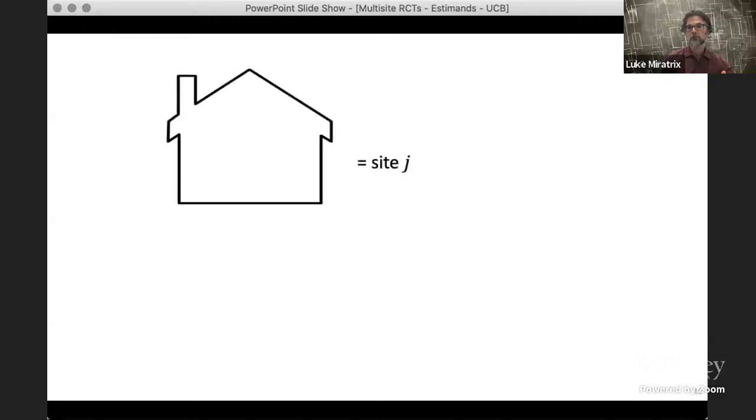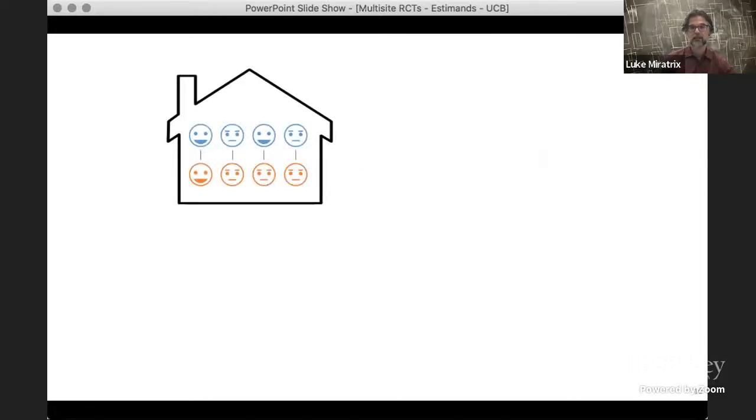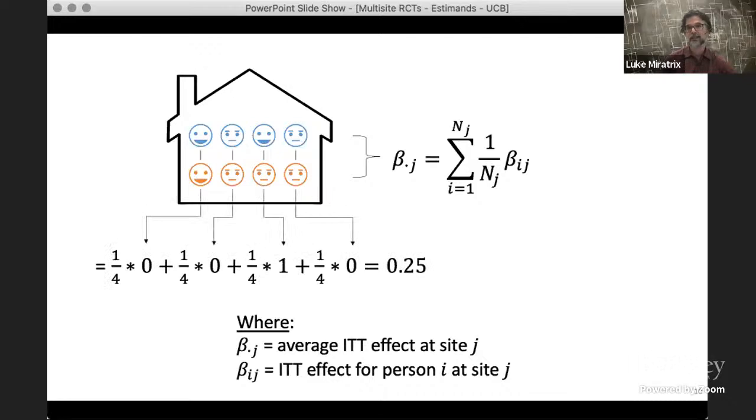So for a group of people at a site, we have a bunch of people, and we can think of those pairs of potential outcomes, and we can average them across the site. So we average the individual effect for person i in site j, average across all those people, and you get beta_j, which would be the average impact for that site. All right, so in this case, the average effect might be 0.25 because we're inducing one person to be happy with our treatment.